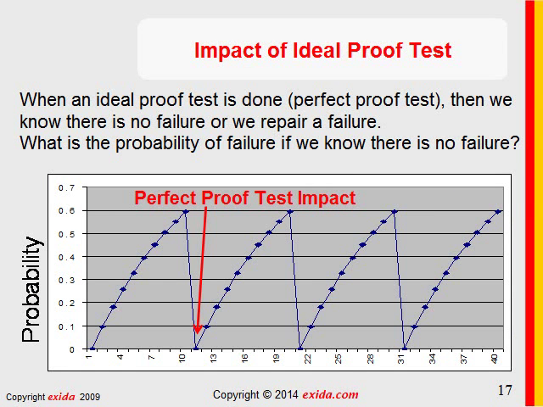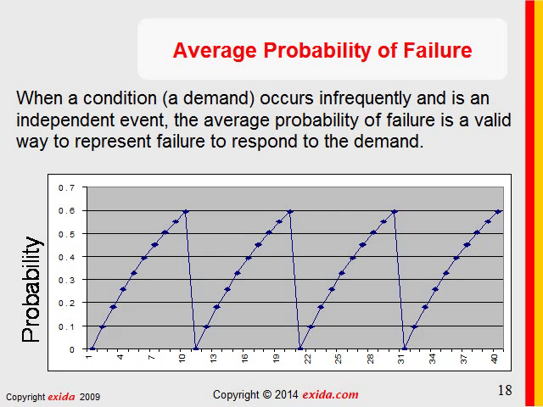So we understand how to model a proof test, and we end up with this probability line that kind of looks like a sawtooth. Well, why in the world do we take the average of that line? Well, in low demand, a dangerous condition occurs infrequently, and it's considered an independent event. Equally likely at all moments in time, ideally.